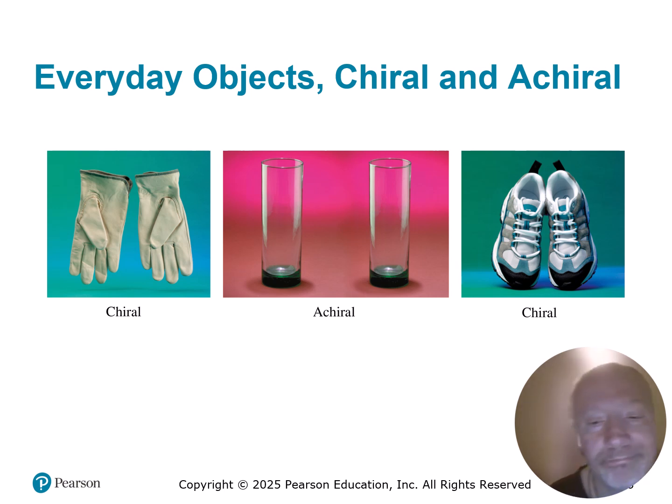Some examples can be good and bad because students can sometimes confuse it, but it's not meant to confuse you. You have two gloves, they are chiral. One glove is not exactly the same as the other glove. You put a right hand glove on a left hand, it feels weird. You put a left hand glove on a right hand, it feels weird.